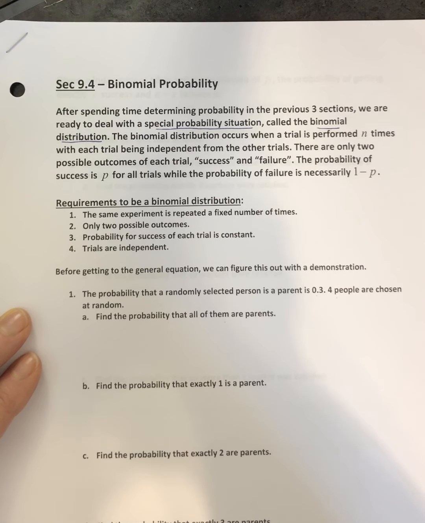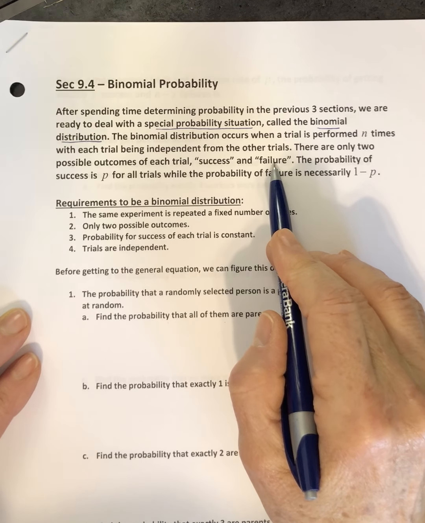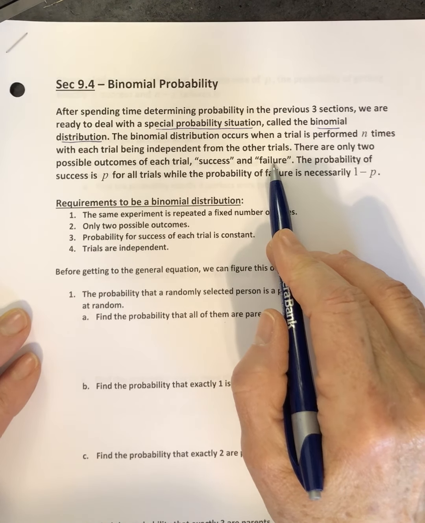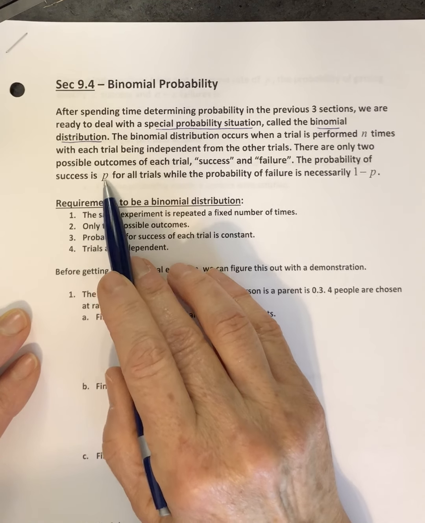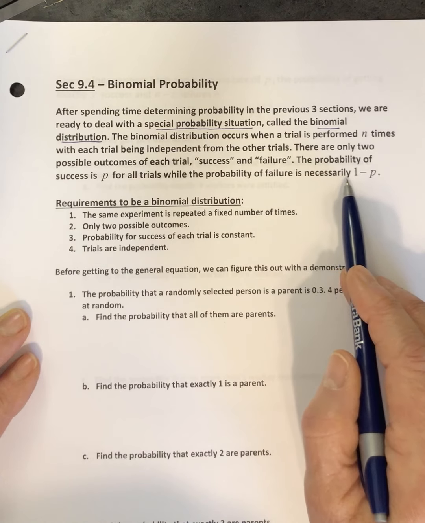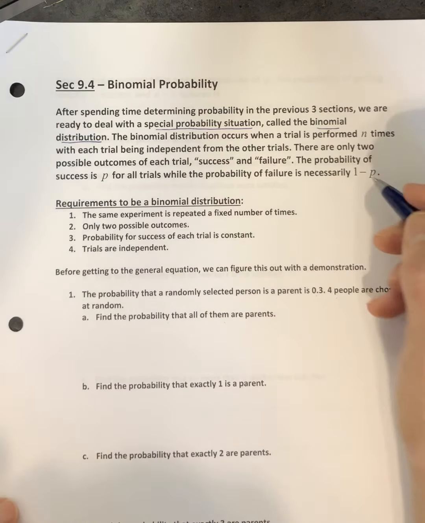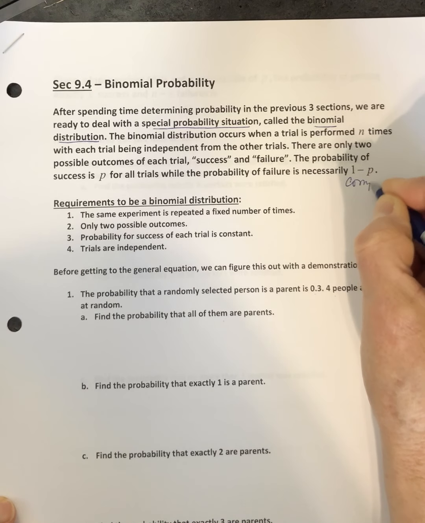from the other trials. There are only 2 possible outcomes of each trial: success or failure. So the way I look at it is either it will happen or it won't happen. The probability of success is p for all trials, while the probability of failure is necessarily 1 minus p. So it's the other side of the coin, if you will. It's the complement. Remember that word.